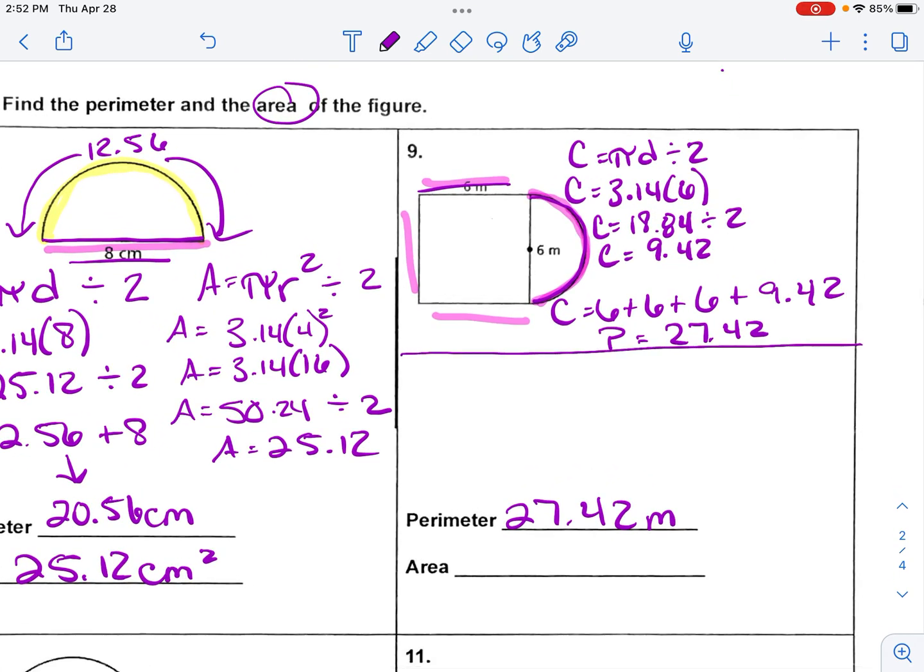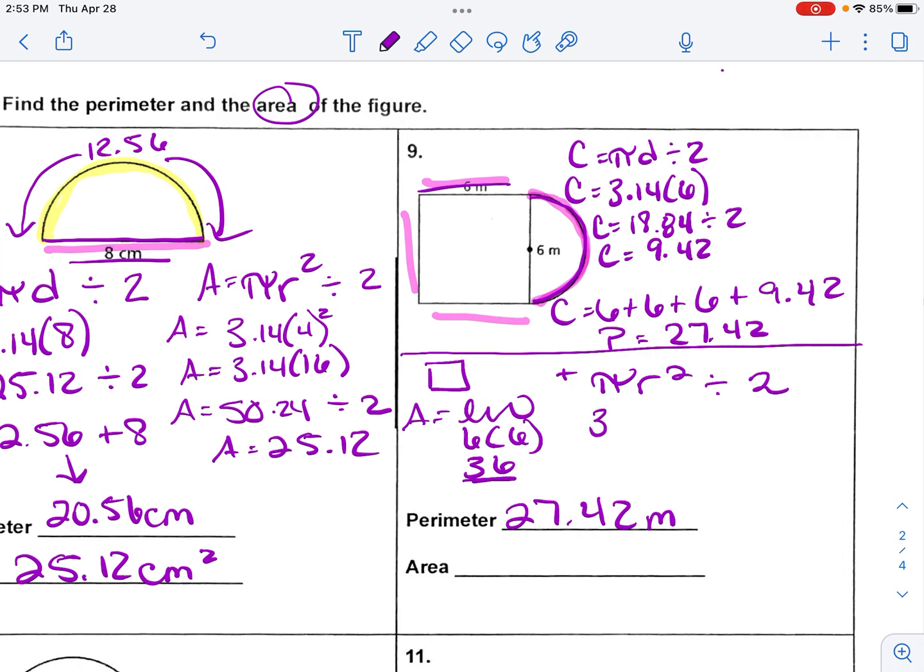Okay, now let's do area. Draw a line. Area of the square would be easy peasy. Length times width, it is a 6 by 6, or 36. There's one answer. Plus the area of the semicircle would be pi r squared divided in half.